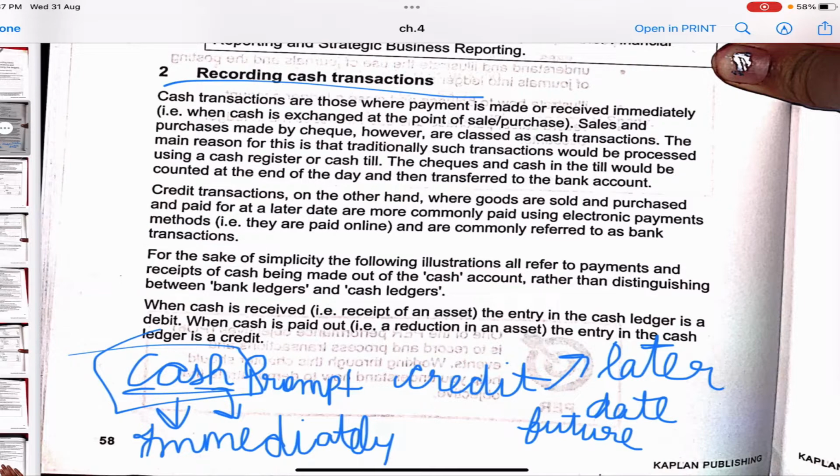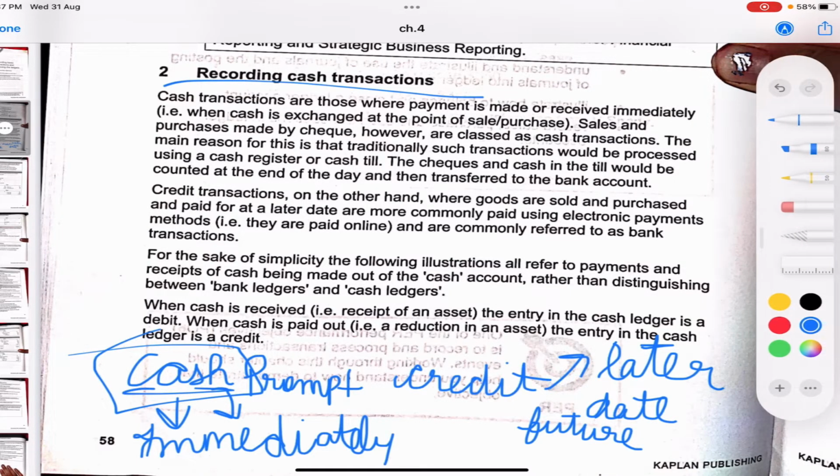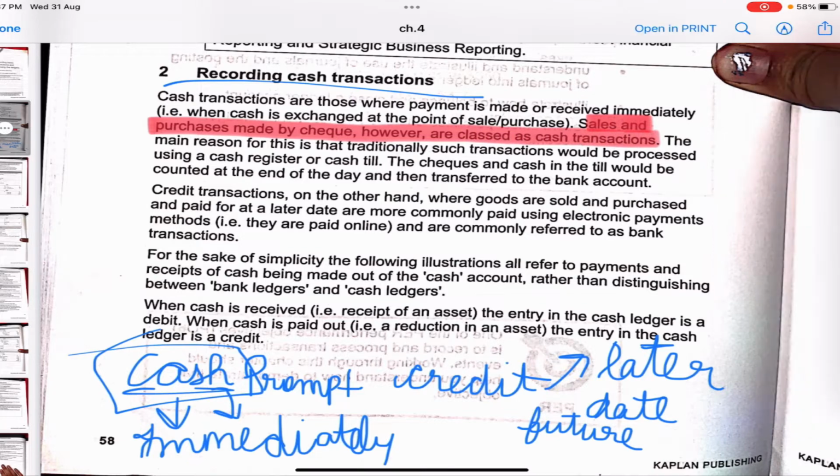Sales and purchases made by check, however, are classified as cash transactions. Some of the payments are made through checks also. Why? Because whenever you make a payment through bank or through check, that is also something in turn leading to cash, and that is also a prompt payment. Whenever the payment is made right now, be it through check, cash or bank, that is a cash payment.